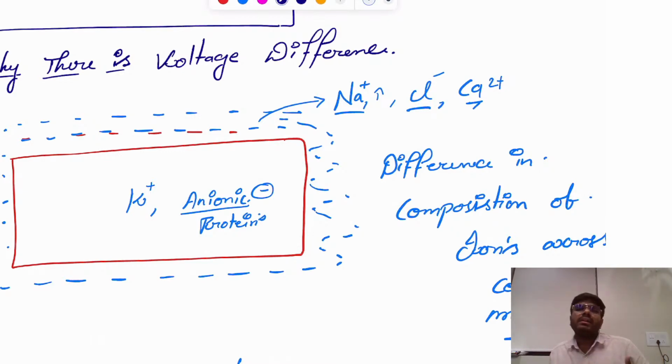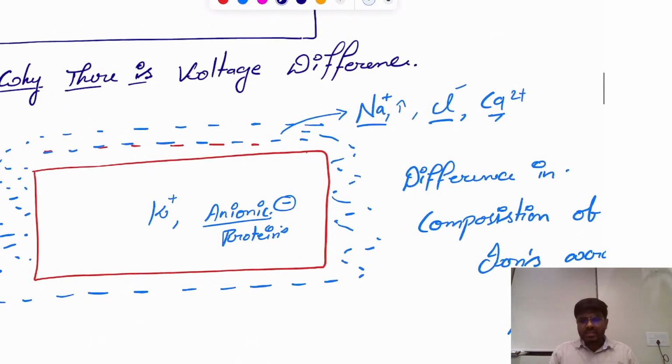Normally, what does physics explain to us, and chemistry also, which we have studied? Substances will move from high concentration to low concentration, so equilibrium will be attained. Now you know that, right?